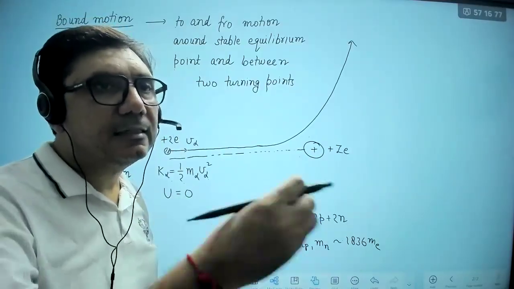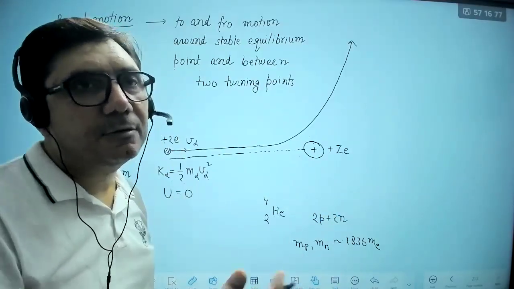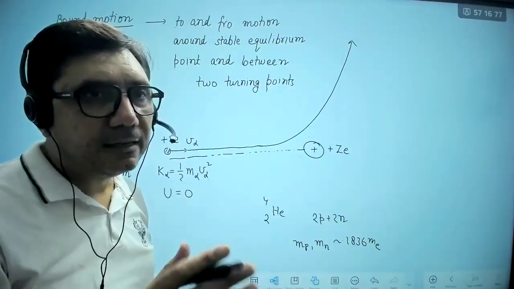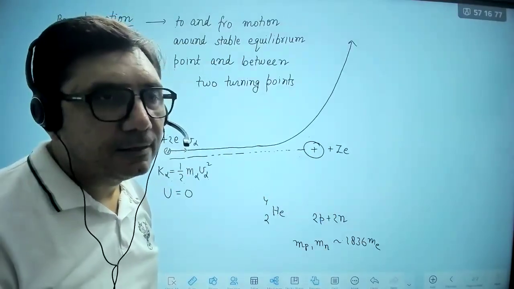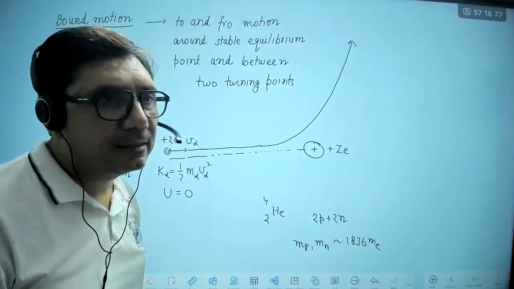If you consider this type of interaction between the electron and the alpha particle, it doesn't have the ability to scatter the alpha particle significantly. So they are not responsible for this scattering.